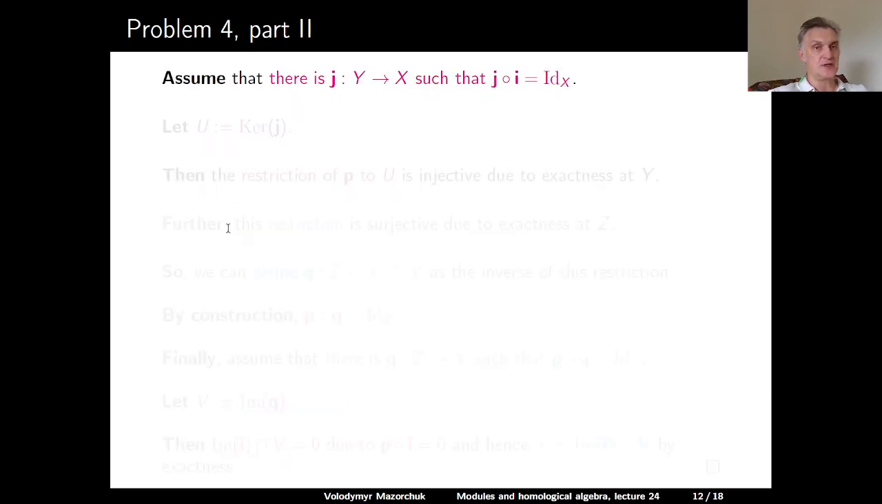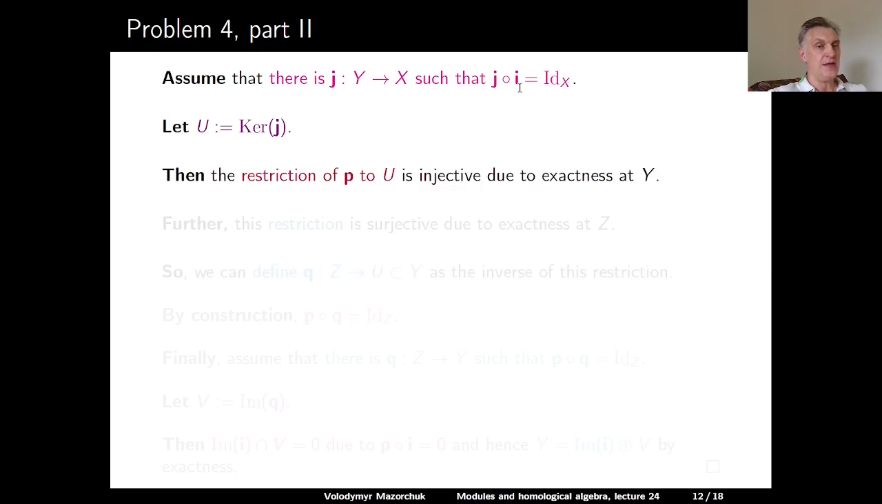Now assume the second condition. Assume that J is a morphism from Y to X such that J after I is the identity on X. Denote by U the kernel of J. Then the restriction of P to this kernel is injective due to the exactness of our sequence at the position of Y. Moreover, this restriction is surjective because our sequence is exact at the position of Z.